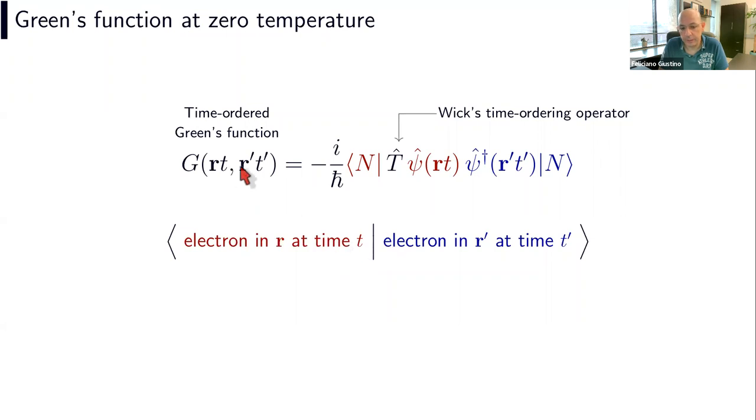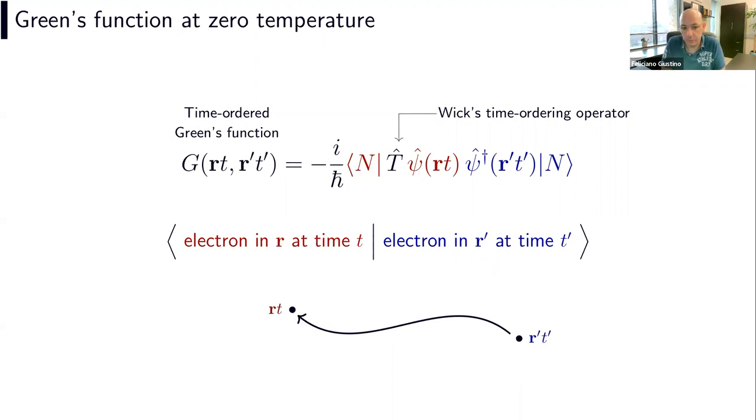So really, this Green's function is a scalar product, an inner product between two states where an electron has been added to the system and is now in two different places. This is what people call the propagator of the electron: essentially the probability amplitude for an electron to go from an initial space-time point to a final one, all right? And this contains a lot of information about the electronic system.